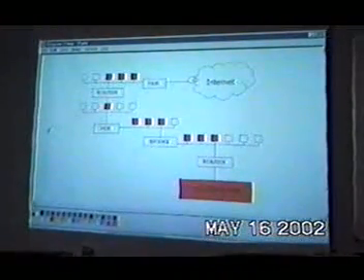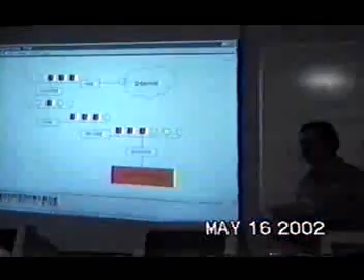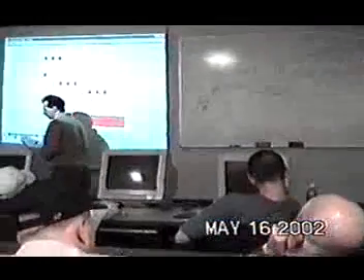Again, these viruses can be very deadly. They can destroy your hard drive, destroy data, destroy files, and all of the above. Excellent.